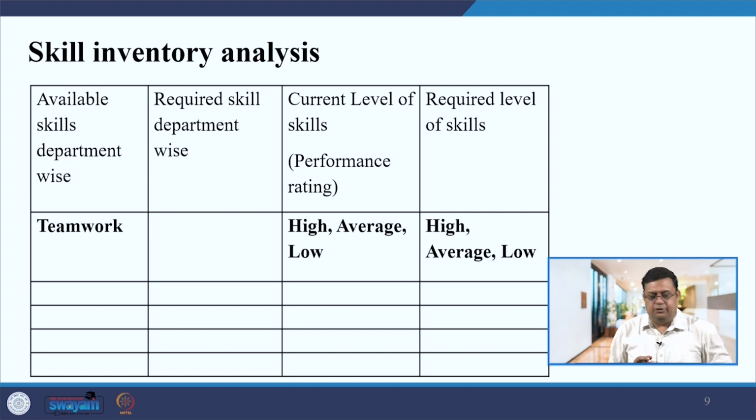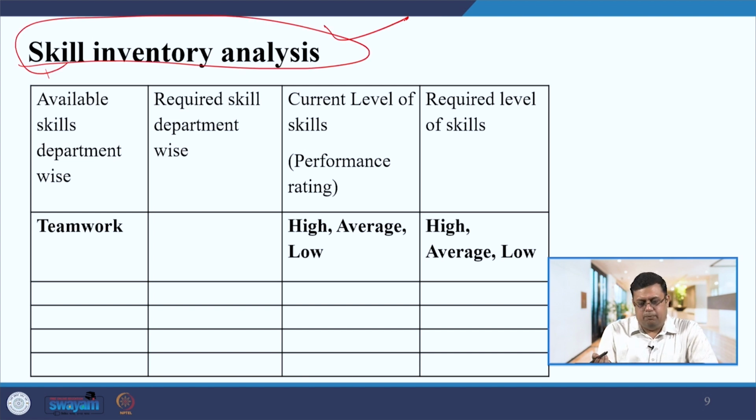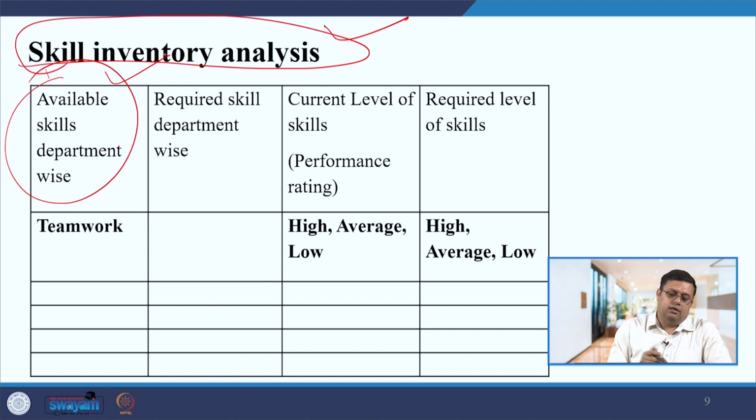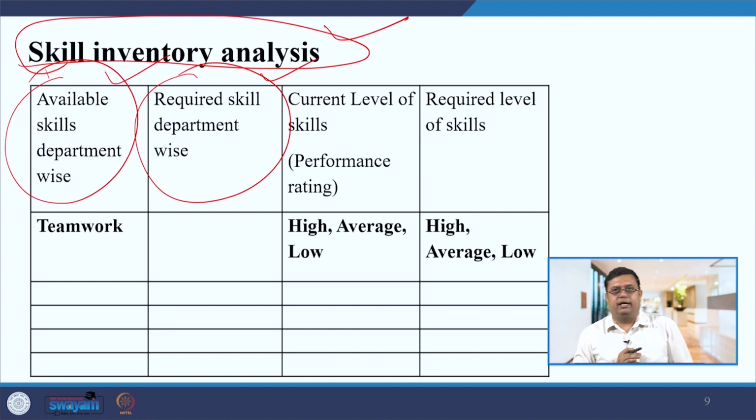Next important thing that you can do in order to understand which type of training should be given is the skill inventory analysis, right? I hope, being a good HR manager, you all would have prepared the skill inventory department wise. What skills are available department wise, so that inventory should be there, and the required skills department wise. So these two parameters you need to have.